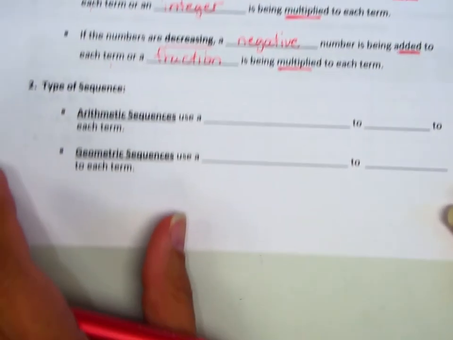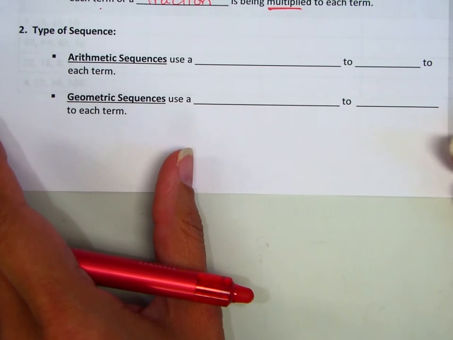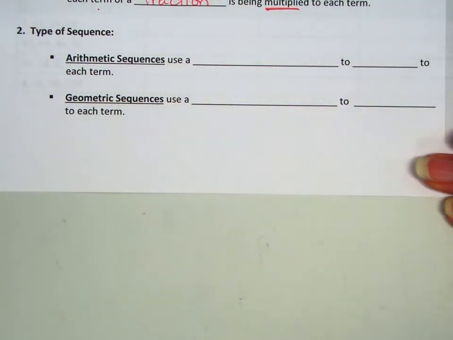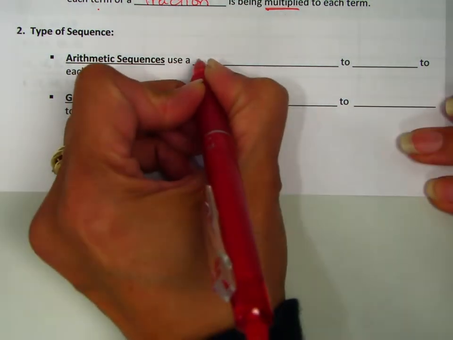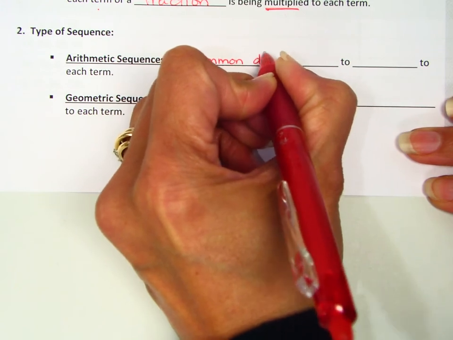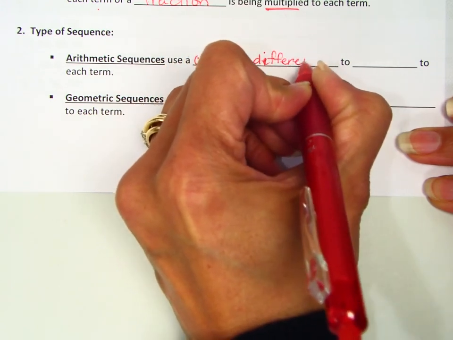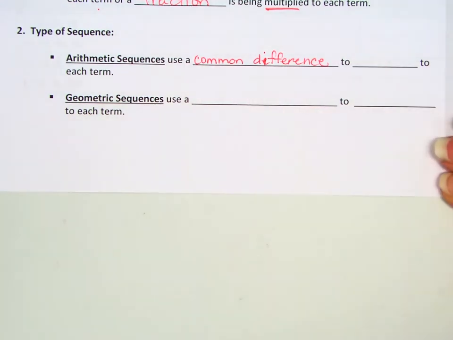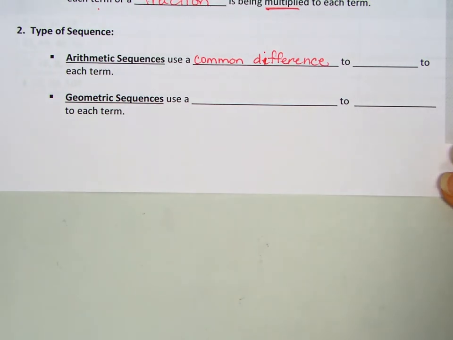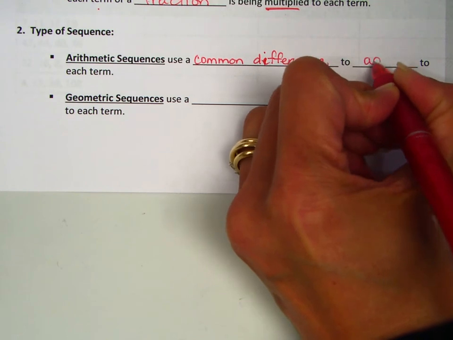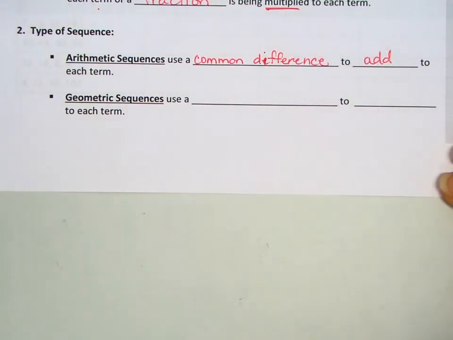So let's figure out which type of sequence do we have. Is it arithmetic or geometric? Well, what makes it an arithmetic sequence is that it's going to have a common difference. Basically, the common difference is the rule that we use to get from one number to the next number. So we're going to use that common difference to add to each term.